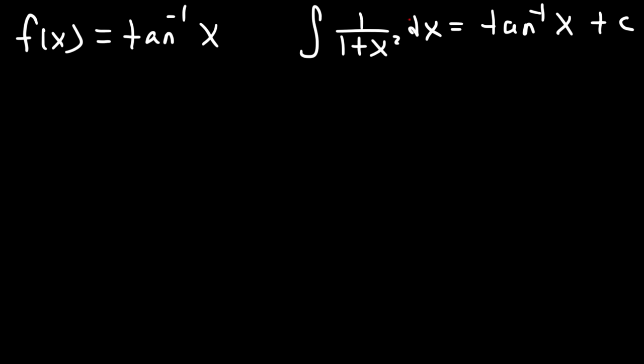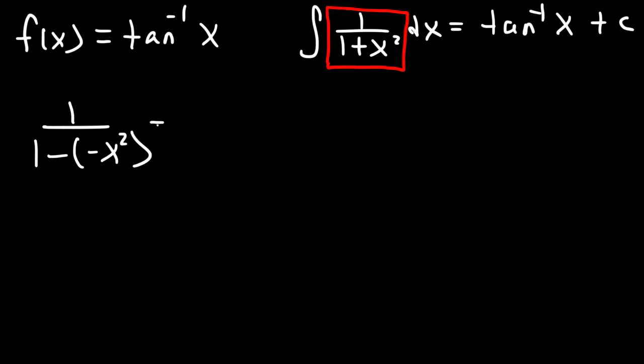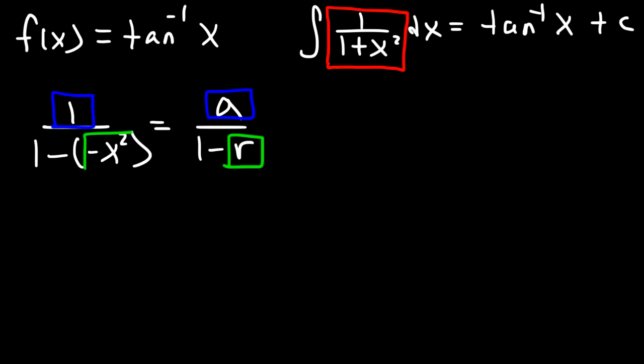So let's find a power series representation of this expression. Let's change the positive sign into a negative one. So 1 plus x squared is going to be 1 minus negative x squared. And so now it's in the appropriate form. So we can see that a is equal to 1, and the common ratio r is negative x squared.